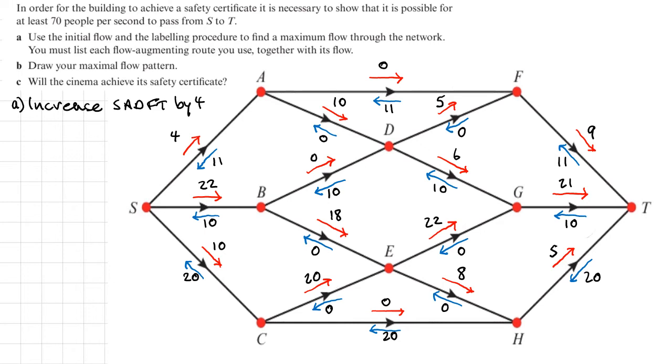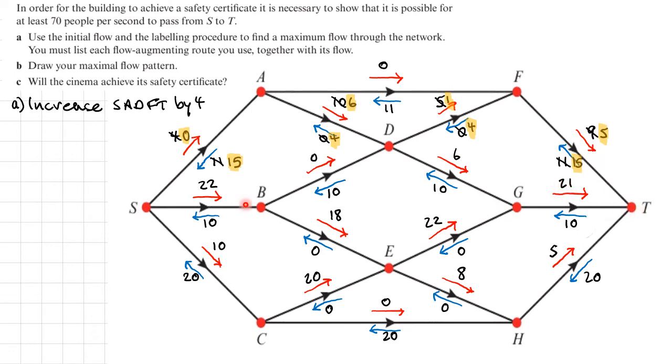So I'll now put on my new numbers, decreasing the forward arrow by 4 and increasing the reverse arrows by 4. I've done that, and I've highlighted those values so you can see the changes. Let's look for any new routes. I can't do any routes from S to A, that's saturated. Now SB is 22, not to D because that's saturated. 18, E 22, E to G 22, G to T 21.